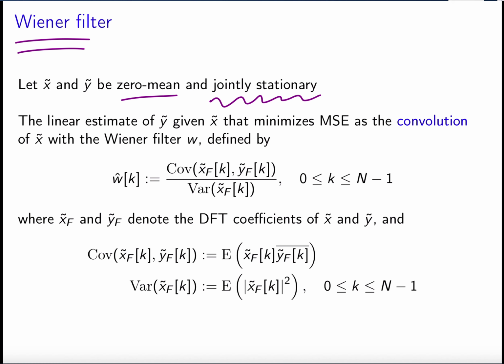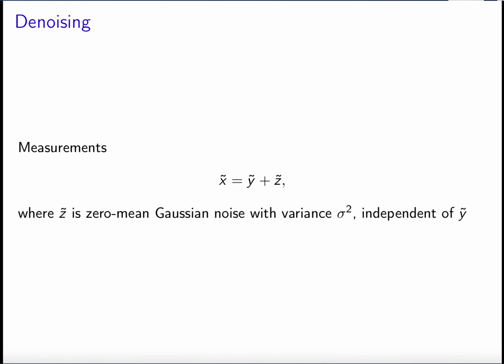Okay? And here, as I already said, XF and YF denote the DFT coefficients of X and Y. Okay, so that is the Wiener filter. Now, in order to gain some intuition about why it makes sense, and what are its limitations, we're going to derive it for the problem of denoising. So we're going to have measurements that are equal to a clean signal Y plus some Gaussian noise with a certain variance.